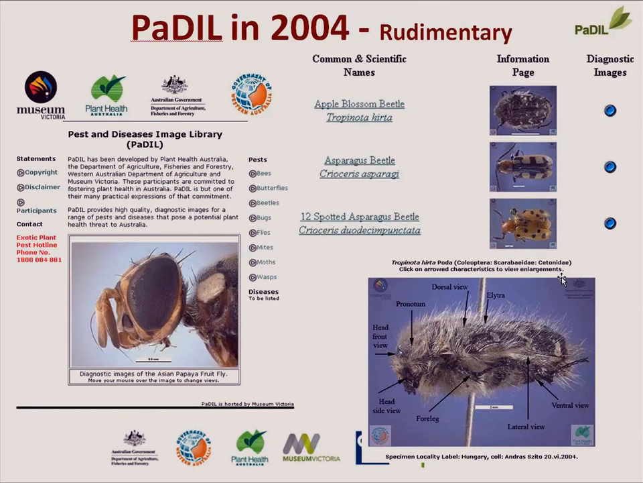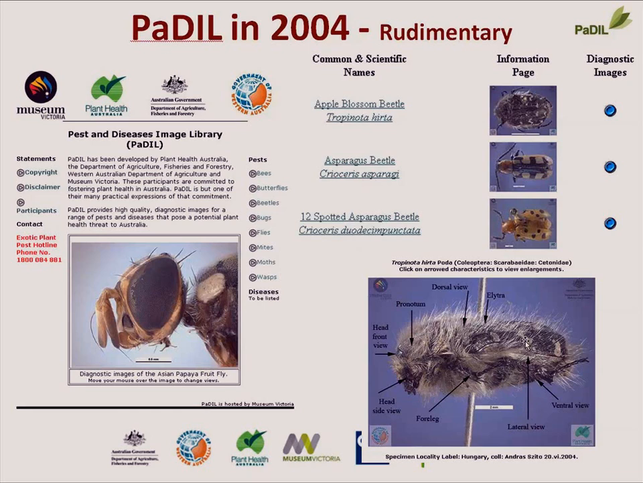this was back in 2004, and I called it a very rudimentary version of PaDIL, but it's where we first started. Over here on the left-hand side is the initial homepage, but still the focus of PaDIL hasn't changed since 2004. We still look to present individual species pages with information and with diagnostic images. We had back in those days a single image where it was hotspotted, and you would then click on these to see dorsal view or pronotum or head front view or foreleg.